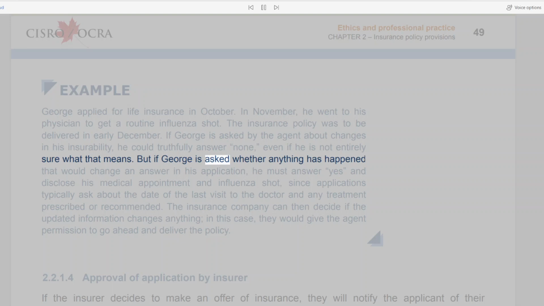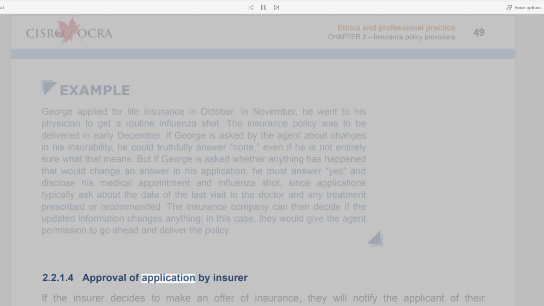But if George is asked whether anything has happened that would change an answer in his application, he must answer yes, and disclose his medical appointment and influenza shot, since applications typically ask about the date of the last visit to the doctor and any treatment prescribed or recommended. The insurance company can then decide if the updated information changes anything. In this case, they would give the agent permission to go ahead and deliver the policy.